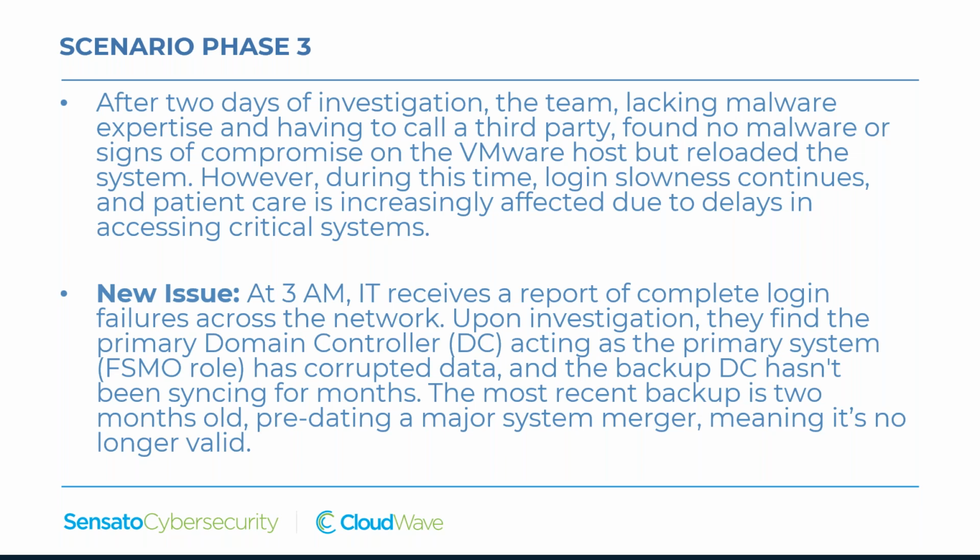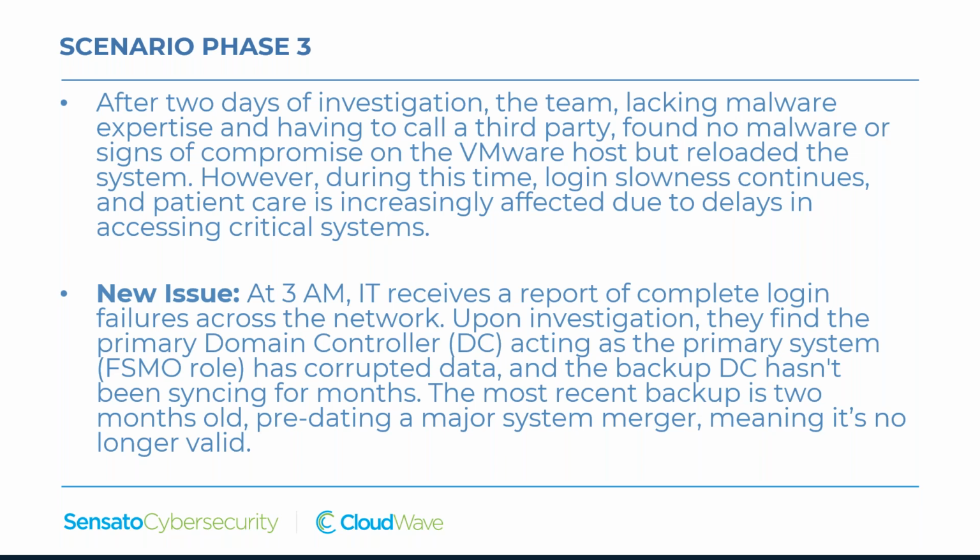However, during that time, login slowness has continued and patient care is increasingly affected due to the delays in accessing critical systems. At 3 a.m., we get a new issue, and IT starts receiving a report of a complete login failure across the network. Upon further investigation, they find that the main domain controller, the primary one, what we call the FSMO role, has corrupted data. And the backup DC hasn't been synced for months.